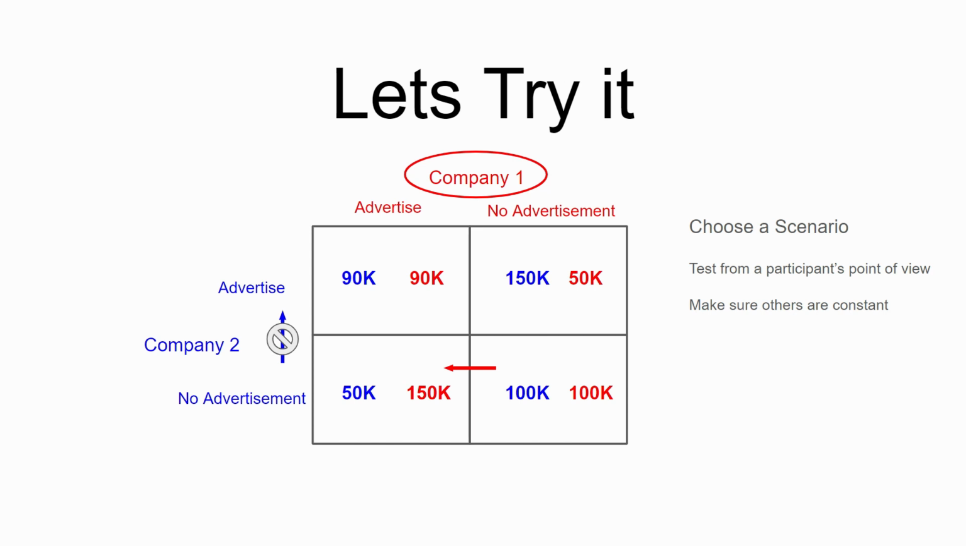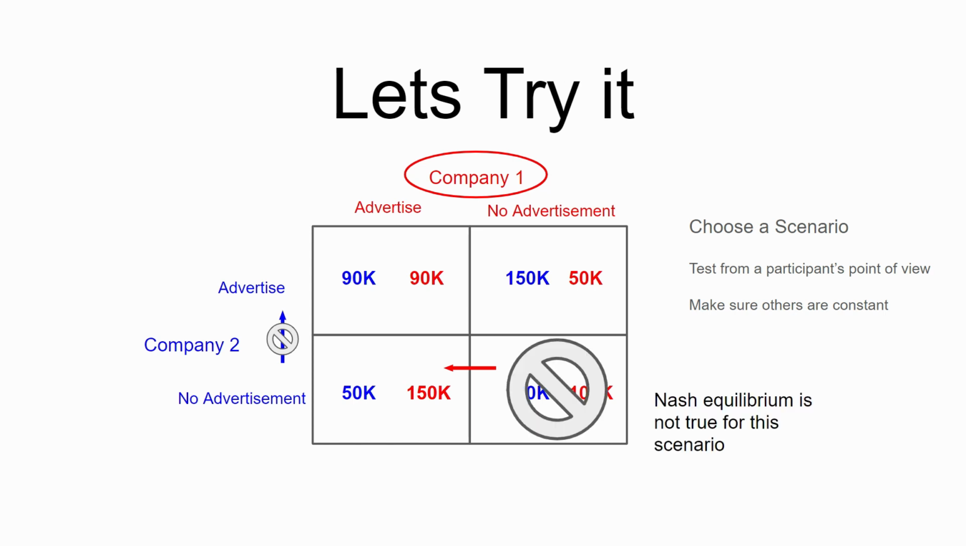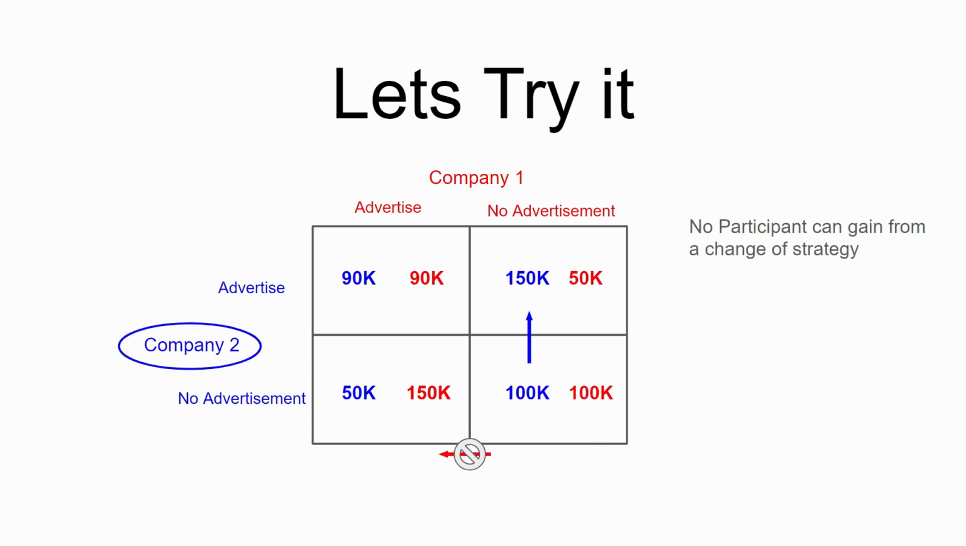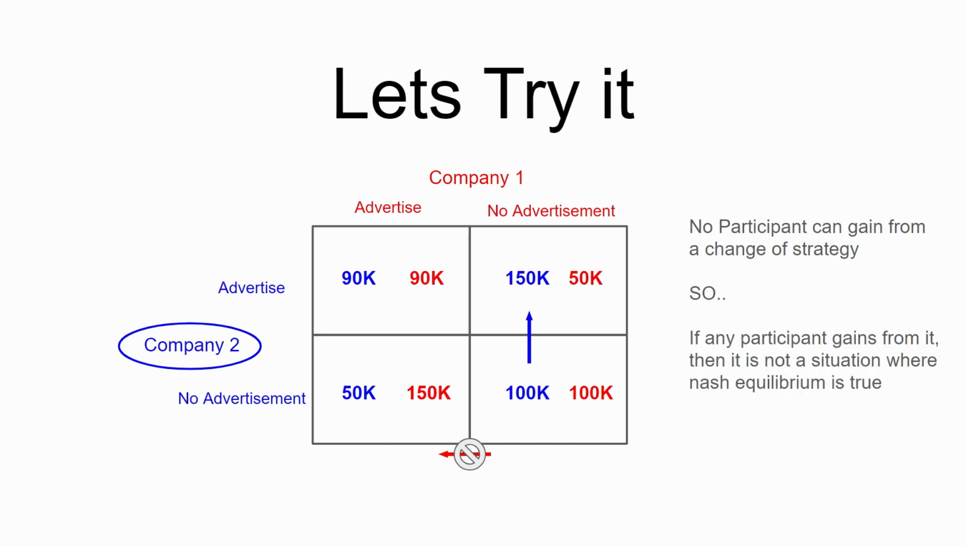And in this case, this is actually beneficial for company one. If company one decides to advertise where company two is not, company one is going to make more profit. So this means that this is not a Nash equilibrium because it is beneficial for one of the participants to move and change their strategy. In order for this to be a Nash equilibrium situation, no participant can gain from the change in strategy. So if any of the participants gain from it, it's not a situation where Nash equilibrium is true.